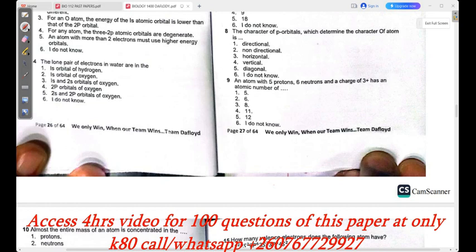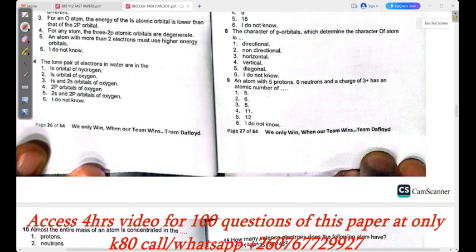So it's saying the p orbital which determines the character of an atom is directional, non-directional, horizontal, vertical, diagonal. So it is directional. Direction for the fact that you are able to tell that a particular orbital is in the y-axis, a particular orbital is in the x-axis, a particular orbital is in the z-axis. So it is directional. Horizontal, that is the x-axis, vertical, the y-axis, diagonal, the z-axis. So it has direction. So it is directional. So the answer there is option 1.